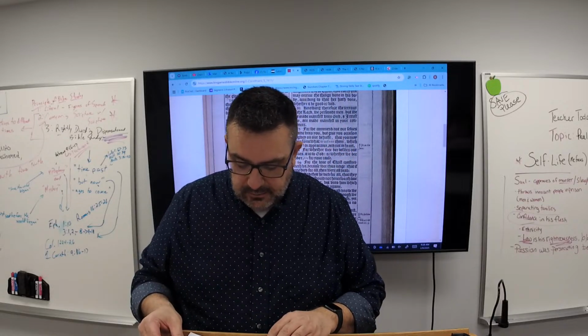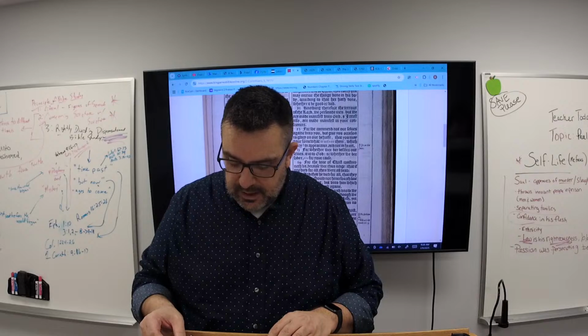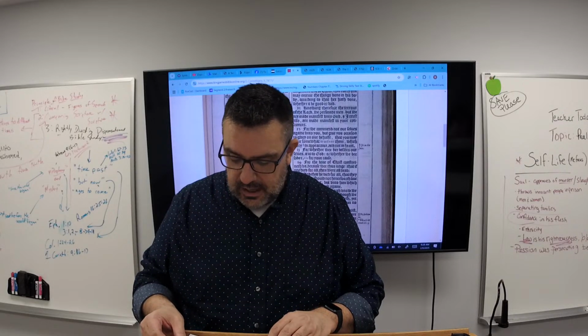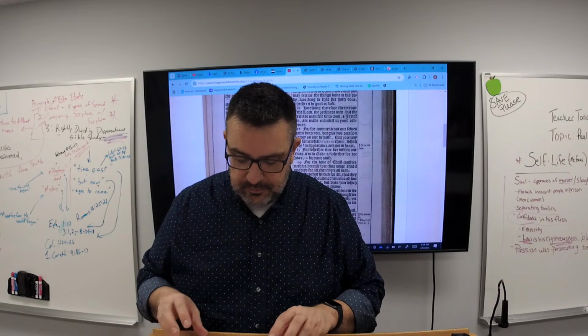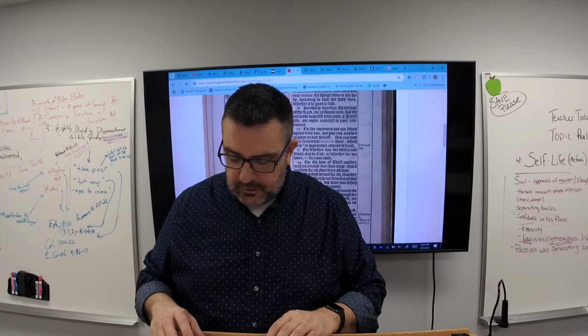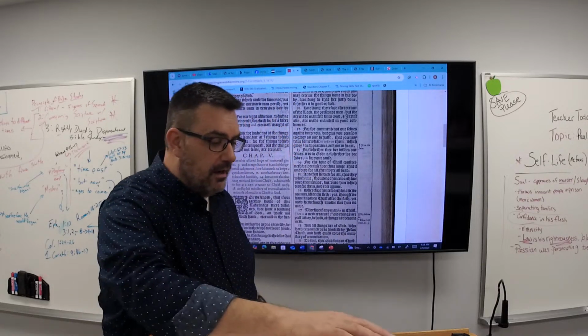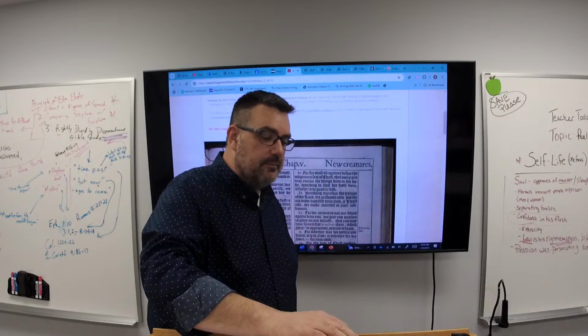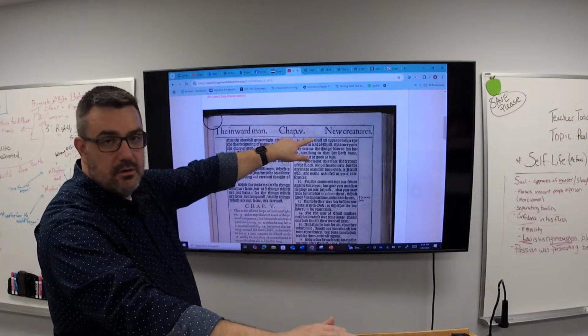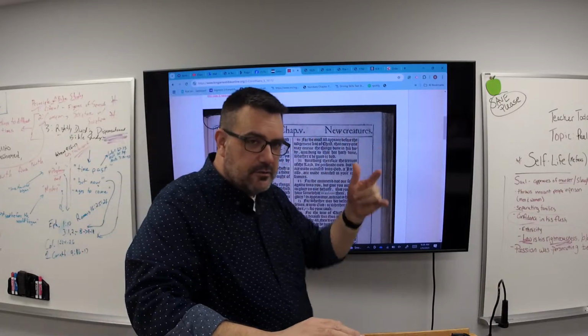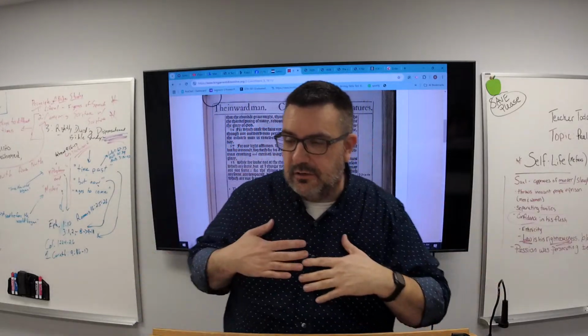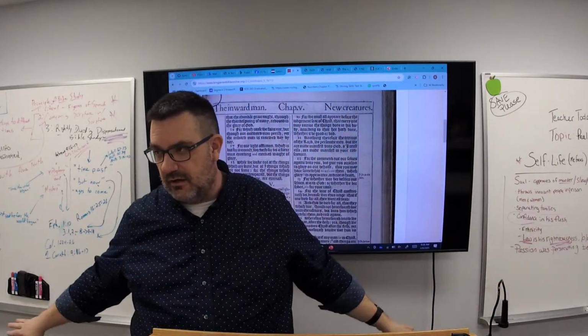The running titles at the top of the columns in each page, how trifling a circumstance soever it may appear, required no small degree of thought and attention. So again, he's talking about this type of stuff at the top of the page. So they spend a lot of time on what I would consider to be ancillary stuff.